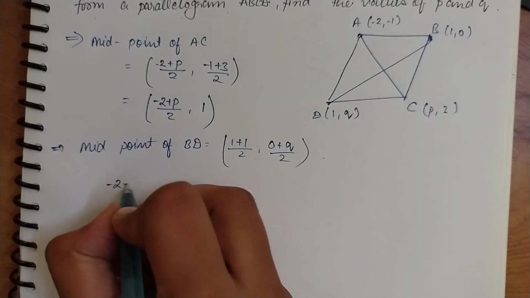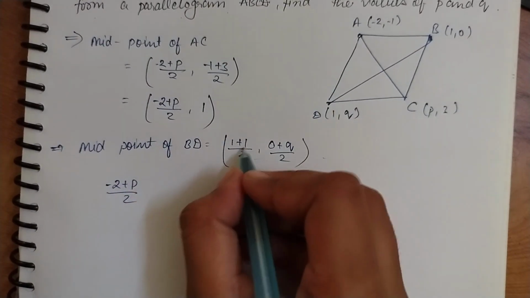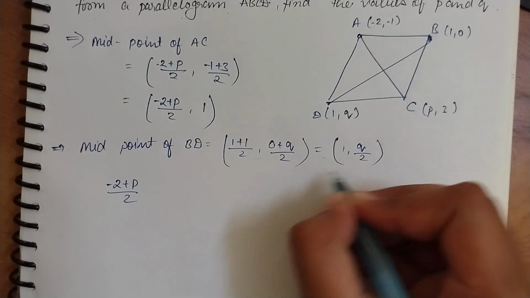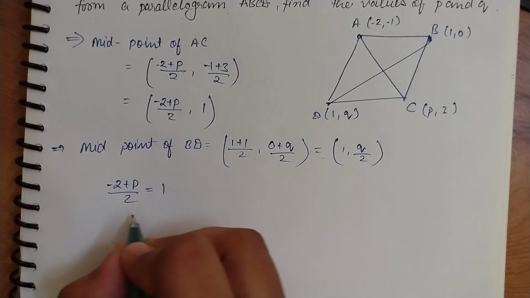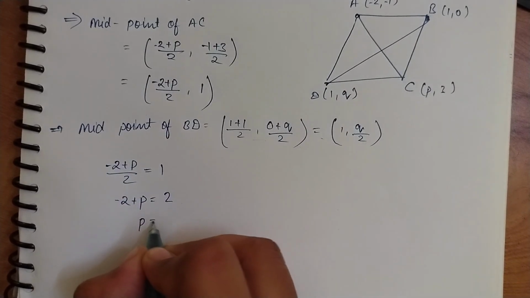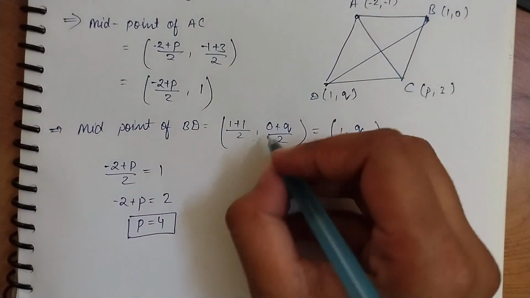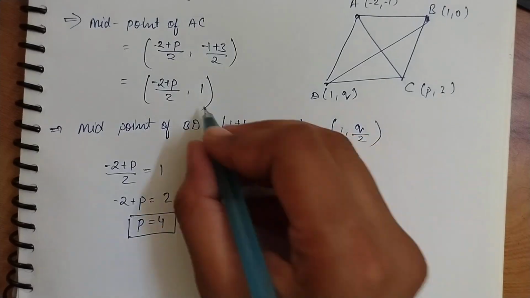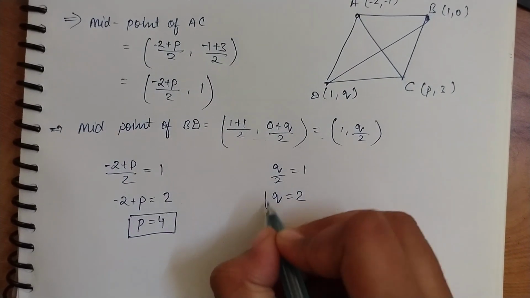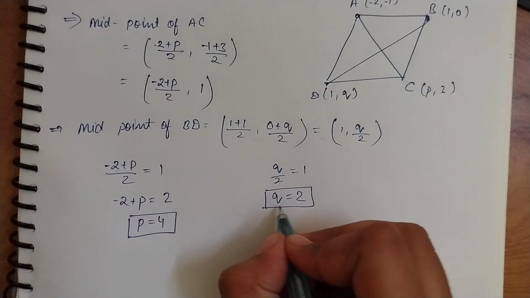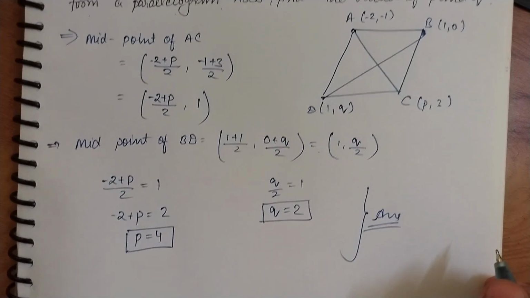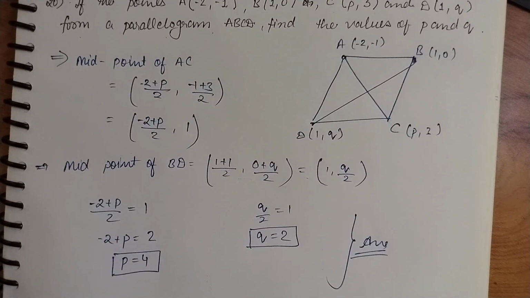Here it will become (minus 2 plus P) upon 2, and this is 1 on solving, which is 1 comma Q by 2. So simply comparing with 1, we get minus 2 plus P equal to 2 and P equal to 4 on solving. And like this, if we compare Q by 2 with 1, we get Q equal to 2. Hence P is 4 and Q is 2, which is the final answer and solution of question number 20.